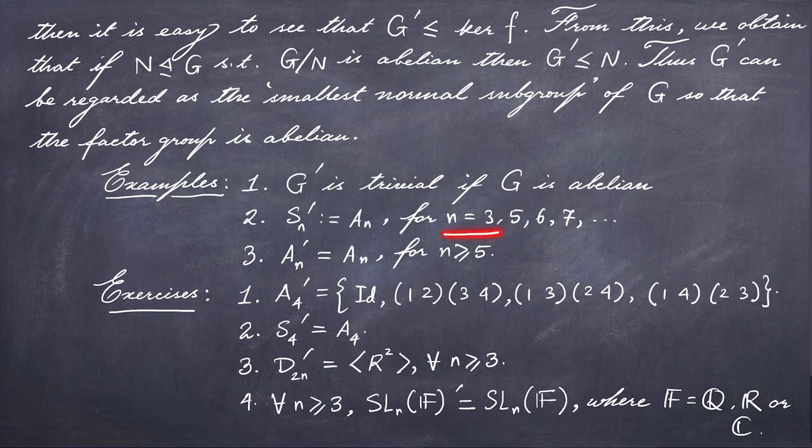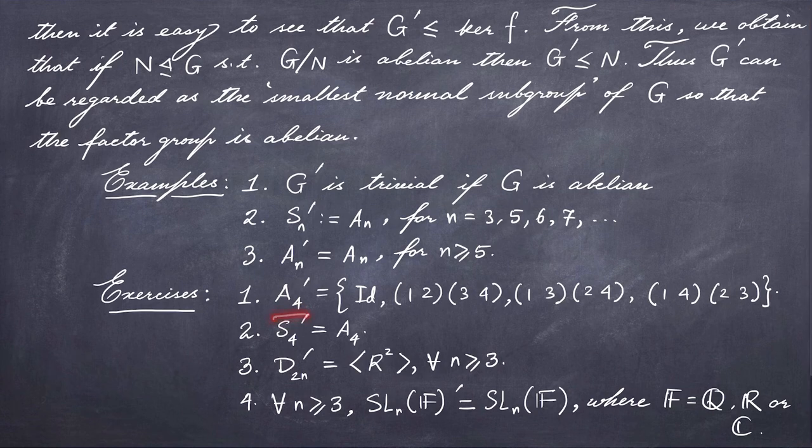For n equal to 3, it is a different case, but that's also quite obvious, because S3 modulo A3 has order 2, so the commutator subgroup of S3 will be contained in A3, but A3 is a cyclic group of order 3. So from that it is clear that the commutator subgroup cannot be a proper subgroup of A3. As I said, for n equal to 4 you need to do some more work, and that's exactly what is given in these exercises.